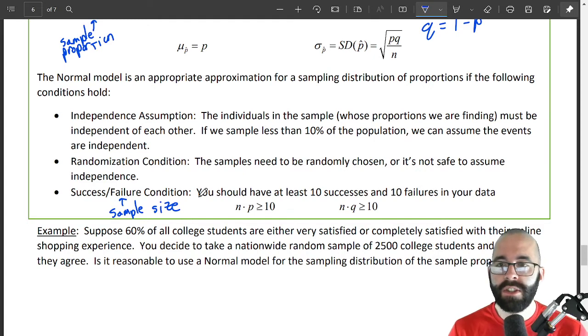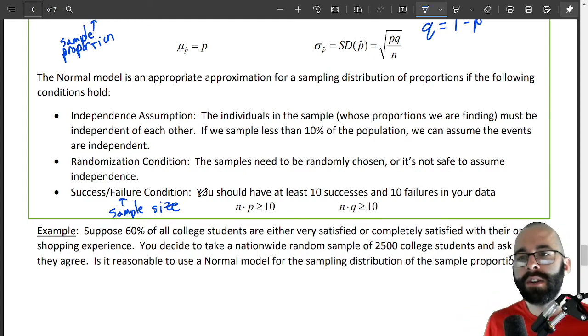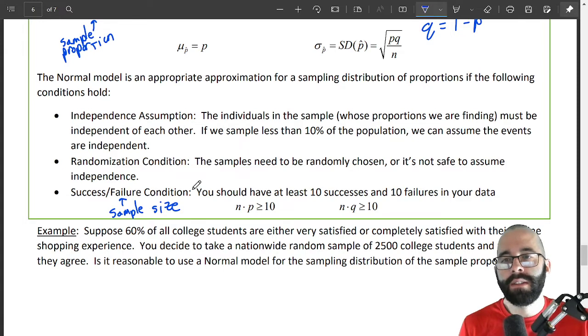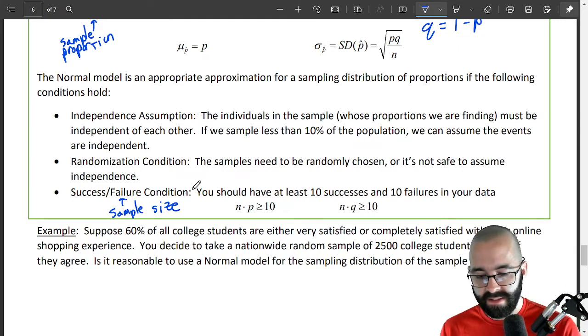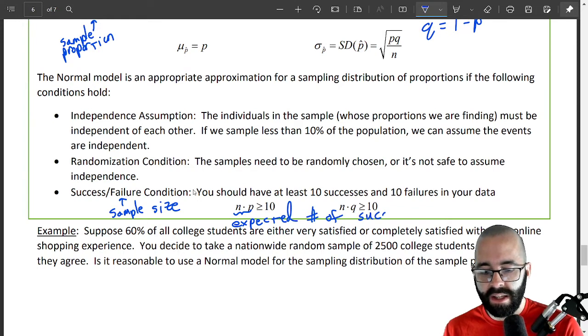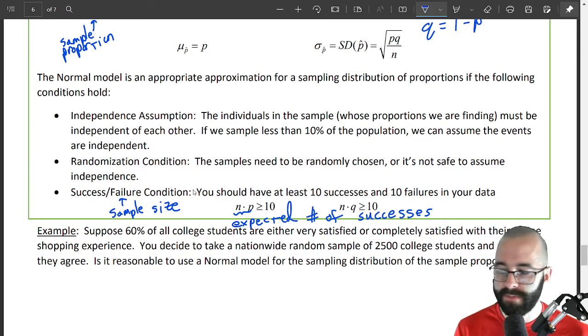The next thing is randomization. That's the same. And for our sample size, we're just going to model it. Again, this is a rule of thumb. Some people have a rule of thumb of 5. We're going to say that on average, we should have at least 10 successes and 10 failures. Okay, so the expected number of successes, right, should be at least 10. And the same thing with Q. N times P is the expected number of successes. All right, and that's how we use this.